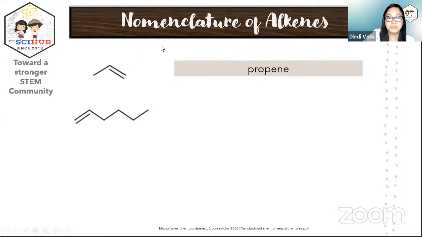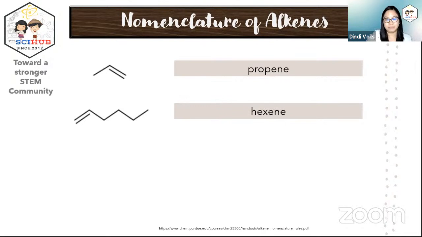So likewise, for this structure, how many carbons, how many stopping points do we have? We have 1, 2, 3, 4, 5, 6. There are 6 carbons. And so therefore, if it's an alkane, then it's hexane. And again, we are converting the suffix -ane to -ene, so it becomes hexene.